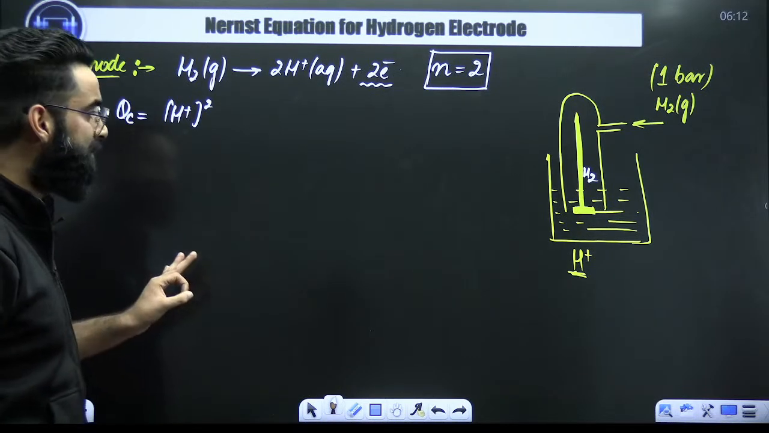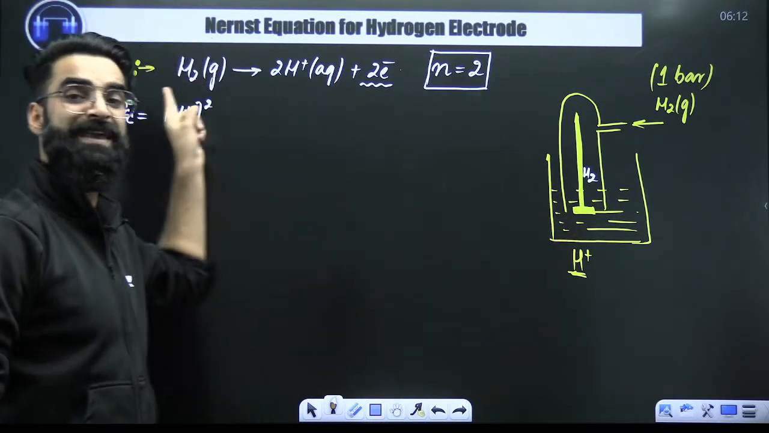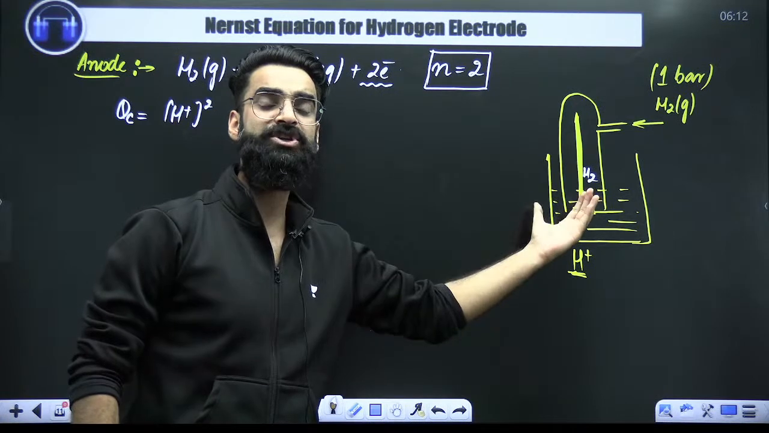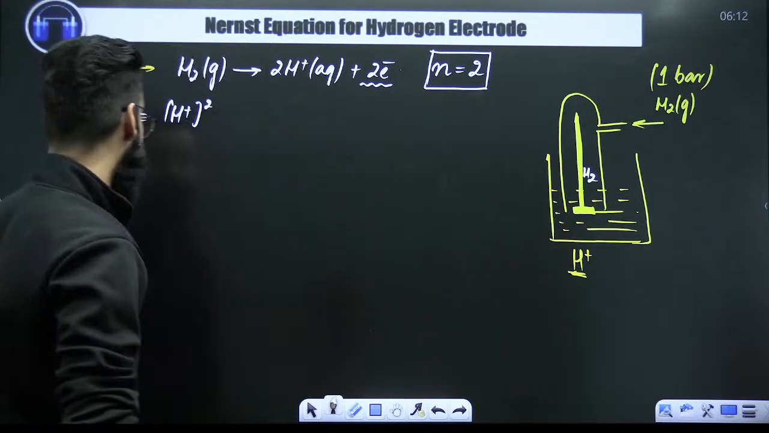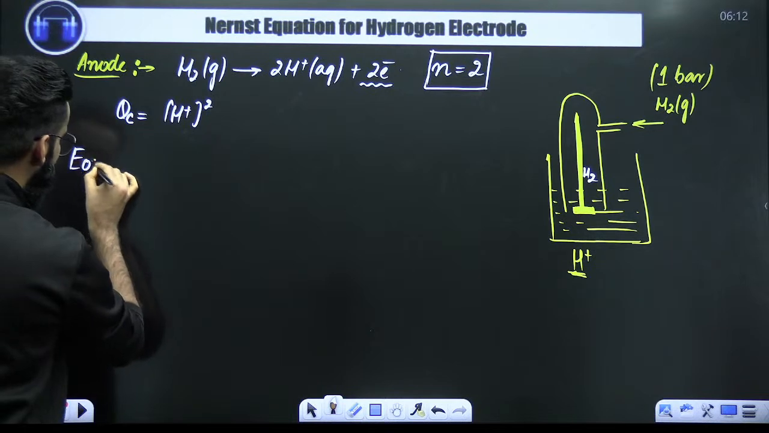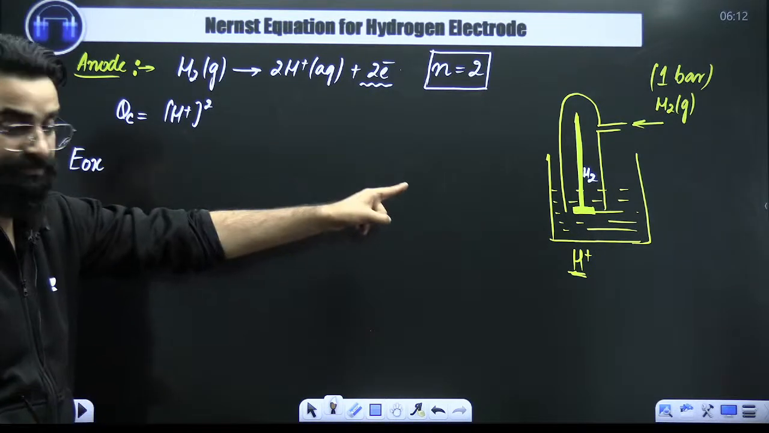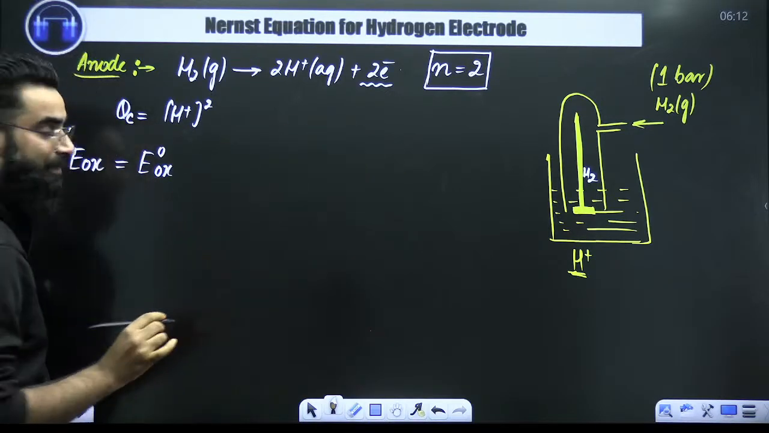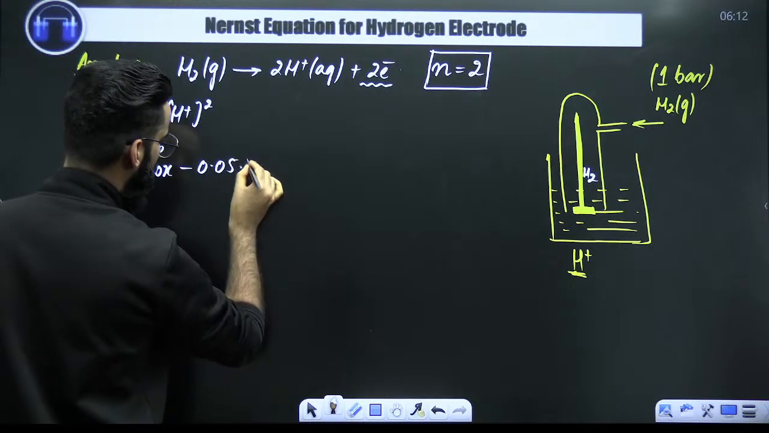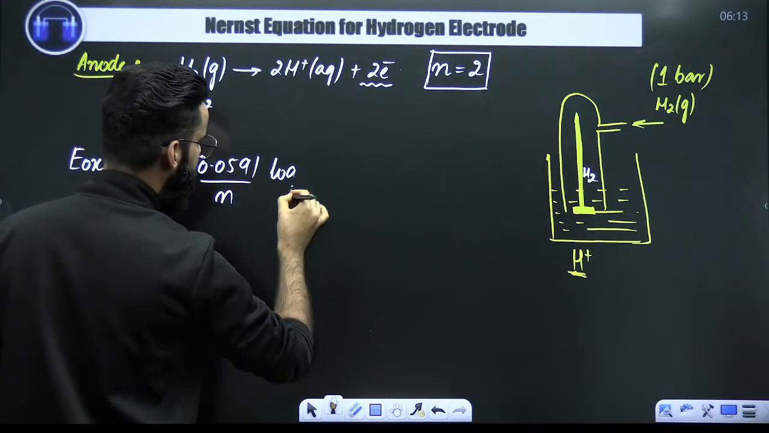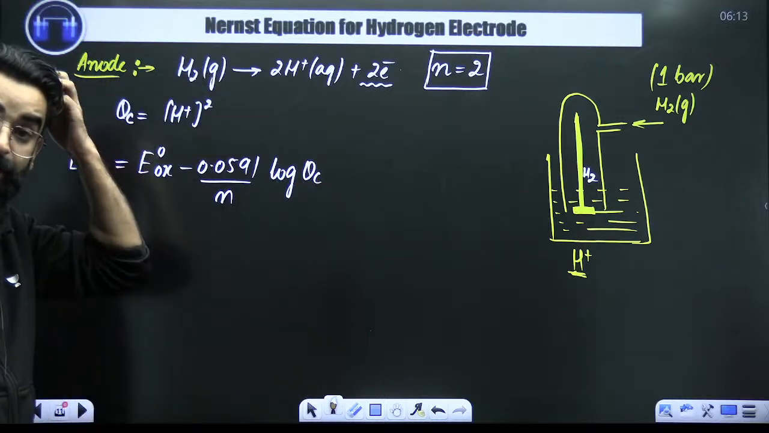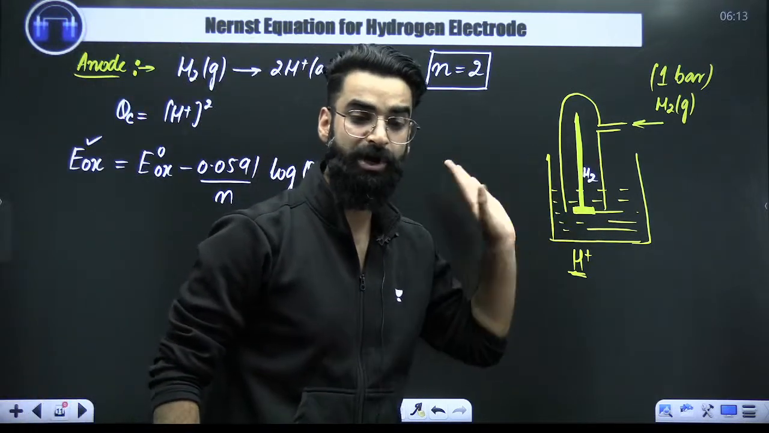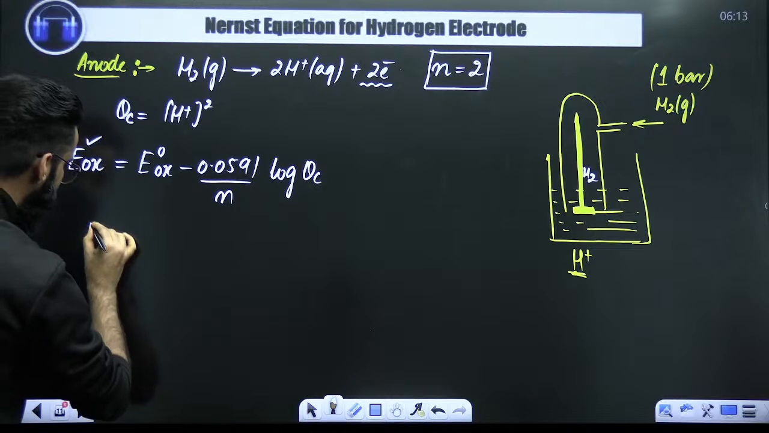Now, my dear students, since this hydrogen electrode is behaving like the anode, and at the anode oxidation takes place, imagine I want to calculate the oxidation potential of this hydrogen electrode under non-standard conditions. So I'll be using the Nernst equation. I'll say E_OX, the oxidation potential of this hydrogen electrode, is equal to E naught OX, the standard oxidation potential of the same hydrogen electrode, minus 0.0591 divided by n, times log of QC. This is how you write the Nernst equation to calculate the oxidation potential of this hydrogen electrode under non-standard conditions. Now, my dear students, you are going to tell me one thing.